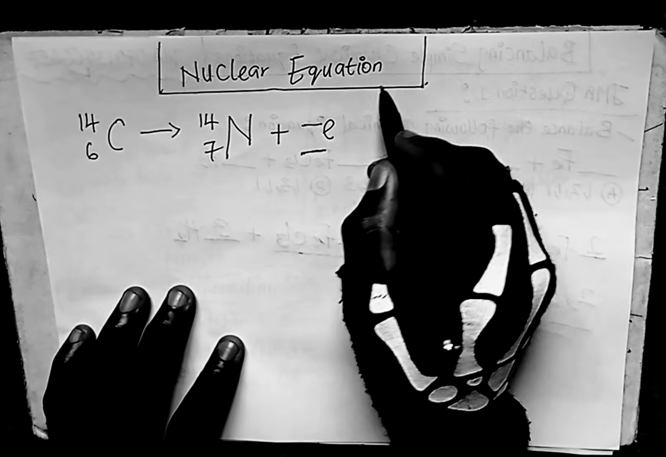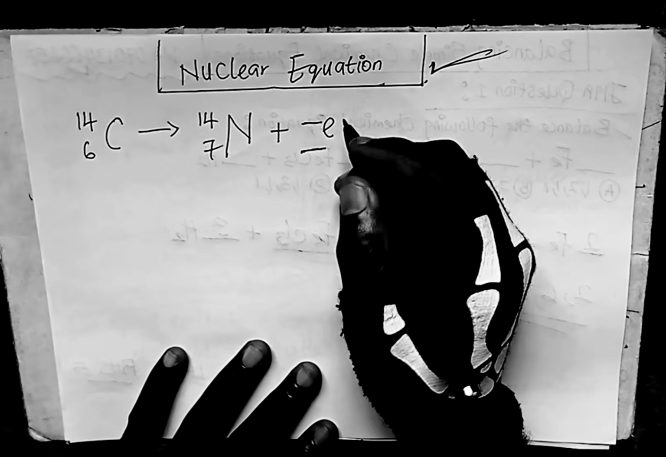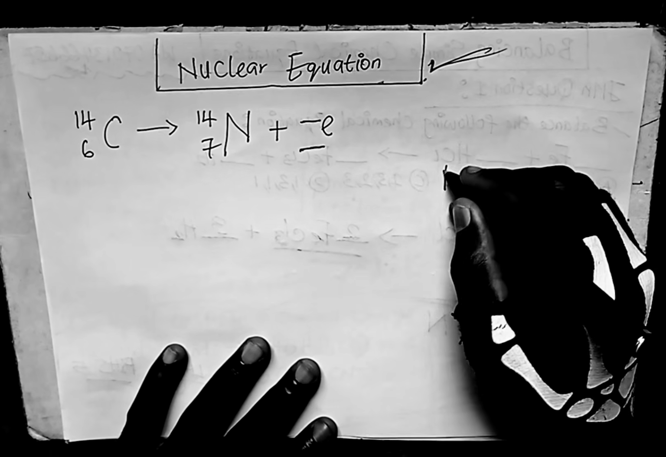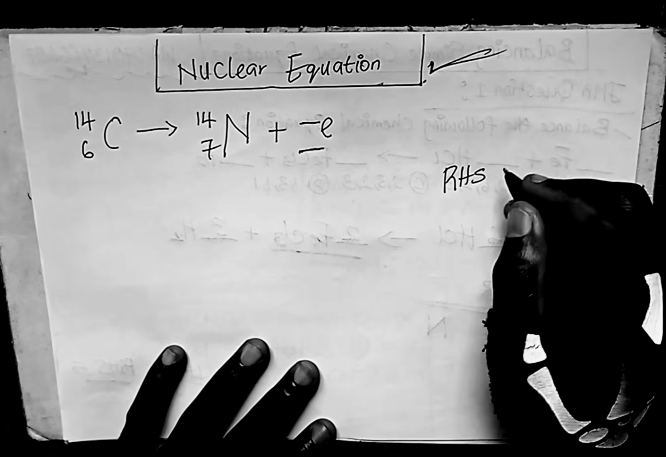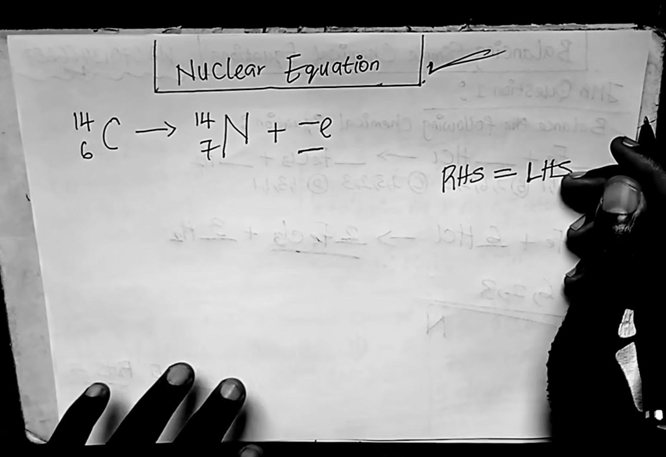So let's balance a nuclear equation. I've taught this before, but since we are treating balancing chemical equations, let me just treat it. It's very, very easy. Remember the law: what you have on the right hand side should be equal to what you have on the left hand side of the equation.